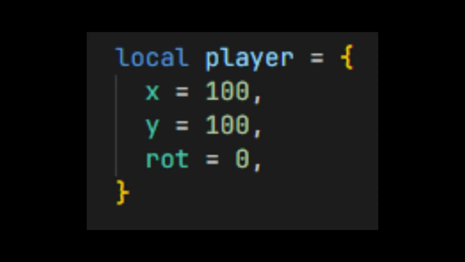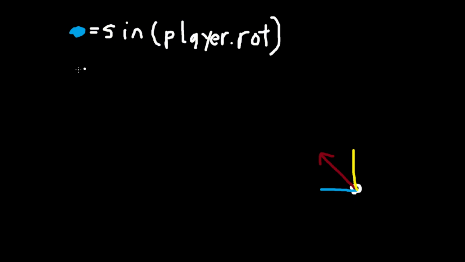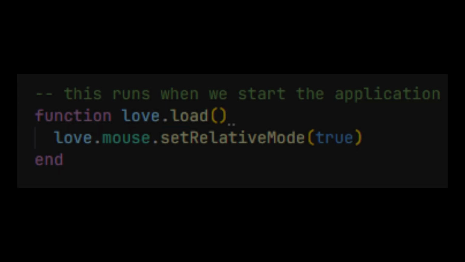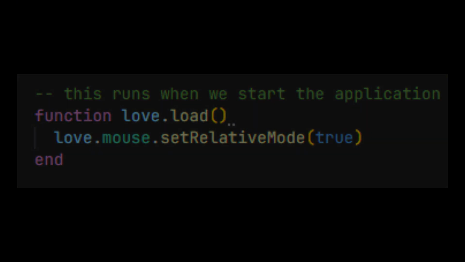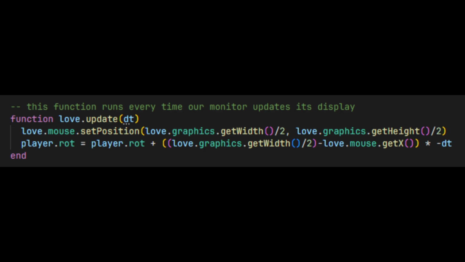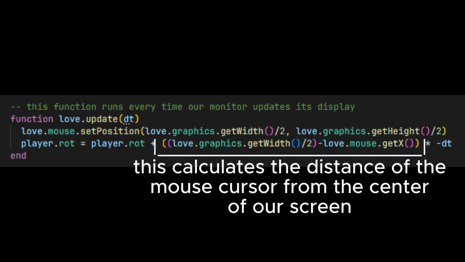Speaking of player collision, let's program our player. We can start off by making a table named player that includes an X, Y, and a rotation key. We can program the player's movement by changing its X and Y coordinate by the sine and cosine of the player's rotation respectively whenever W, A, S, or D is pressed. To program our mouse to rotate our player, we can first capture the mouse to the application, meaning that the application will record the movement of our mouse. Then we can reset its position to the center of our application every frame, and then get its distance from the middle of our window. We'll rotate our player based on the distance of our mouse's X position from the center.